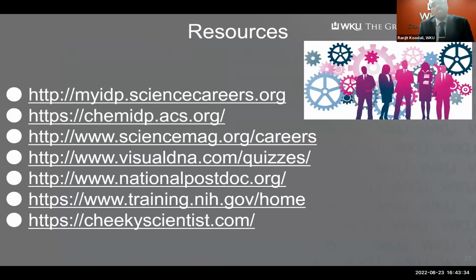I have drawn a lot of these resources from myidp.sciencecareers.org. The American Chemical Society, ACS, has provided its own IDP for chemical engineers and chemists, and it is called chemidp.acs.org, and it is tailored highly for chemists and chemical engineers. There are several other links that also have rich resources and knowledge that will help an individual with career goals.